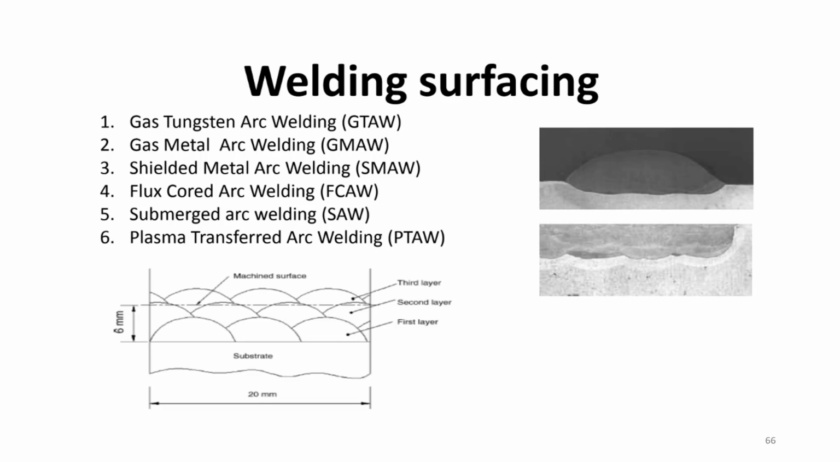Welding surfacing. These are various processes of welding surfacing: gas tungsten arc welding, gas metal arc welding, shielded metal arc welding, flux cored arc welding, and submerged arc welding. Plasma transferred arc welding. The thickness is around 6 mm, and there are various layers, first, second and third layers.